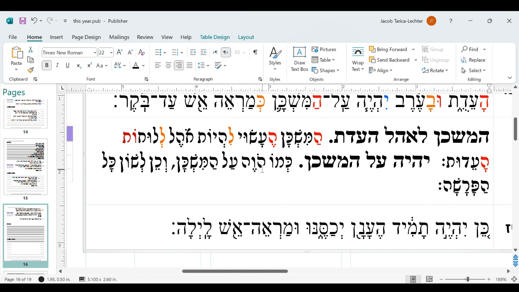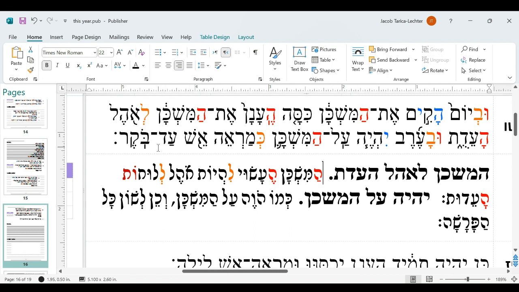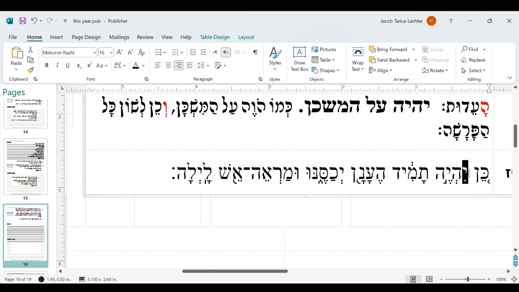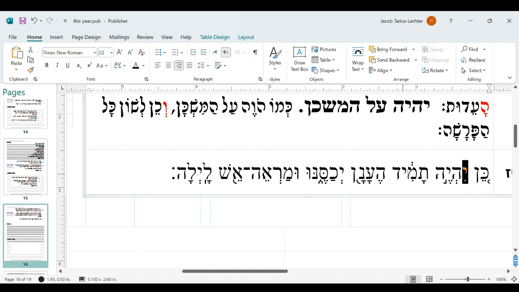Yiyeh al hamishkan, will be on the Mishkan. Kemo hoveh al hamishkan. It will be on the Mishkan. So what's the it will be? What are we talking about when it comes to it will be on the Mishkan? So we're talking about the clouds, it looks like the clouds of fire, like the appearance of fire at boker, until the morning. Hoveh al hamishkan. It's like saying it will be on the Mishkan all the time. It means present tense, like it is on the Mishkan. V'chein lashon kol haparsha, and so too is the language of the entire parsha. Okay. Kein yiyeh tamid, so it will be forever. Tamid means eternally, forever. So it will be forever.